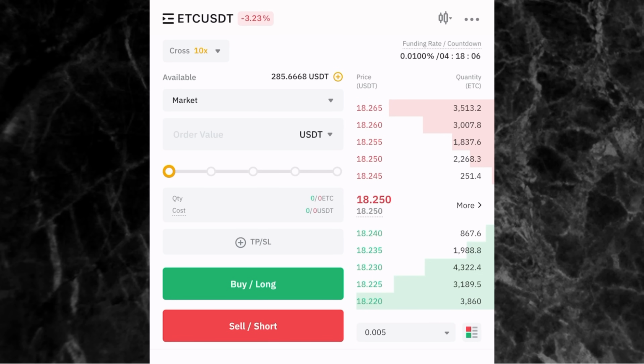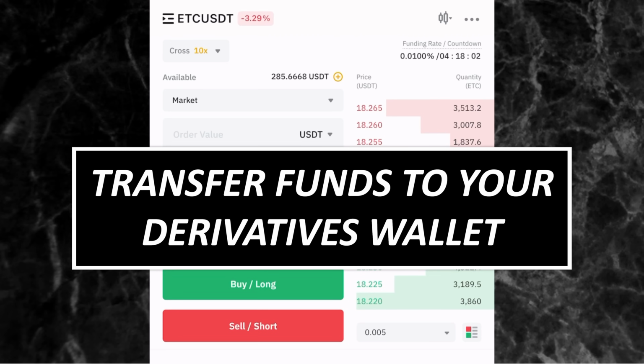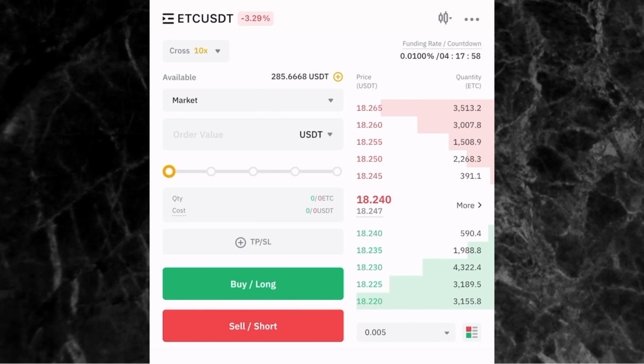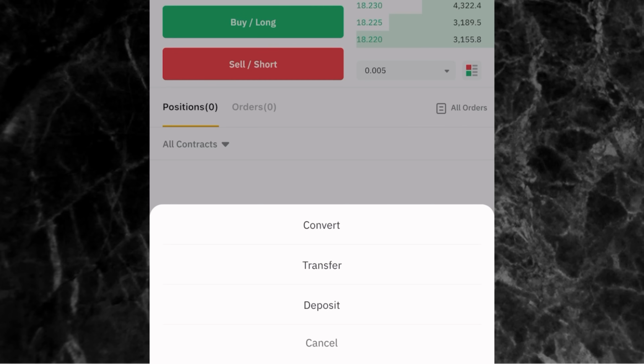Now, the first thing you need to do if you want to trade derivatives is obviously to transfer money to your derivatives wallet. To do that, you tap on this plus icon where this arrow is pointing to. Once you tap on it, at the bottom of the screen, you'll see 4 different options: convert, transfer, deposit, and cancel. So we are transferring right here. You tap on transfer.